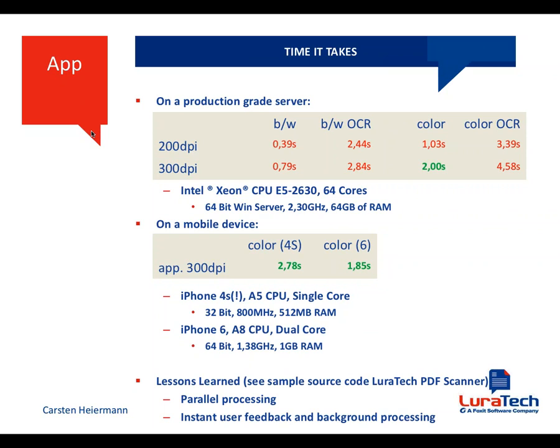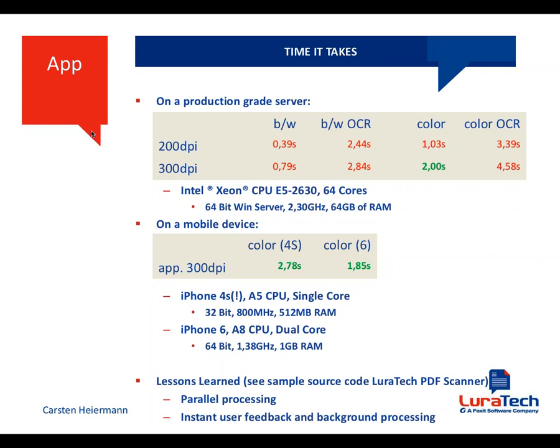The upper table is something that is out of our standard documentation that we use every day. And that is the really measured time it takes to run the compression on a 300 dpi file on a server grade or production grade server. The CPU is mentioned there, Xeon processor, 64 cores, real big machine, and we end up using 2.0 seconds for a color 300 dpi page to do, for example, the compression.